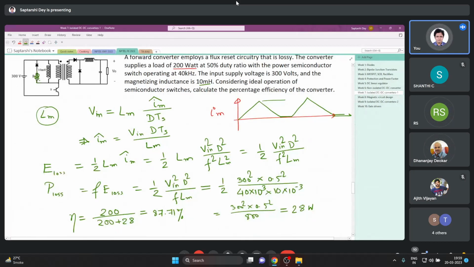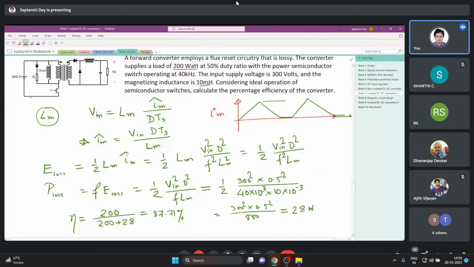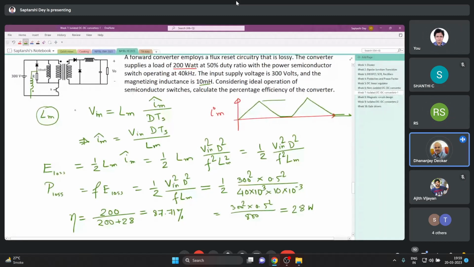Yeah, what was your question? If instead of this lossy reset, we have the non-lossy reset that we discussed, then we have to have an inductor here. Yes. Then it will be a non-lossy reset.